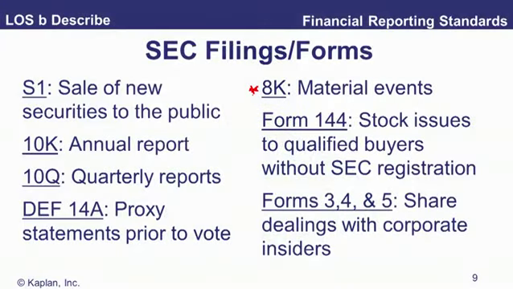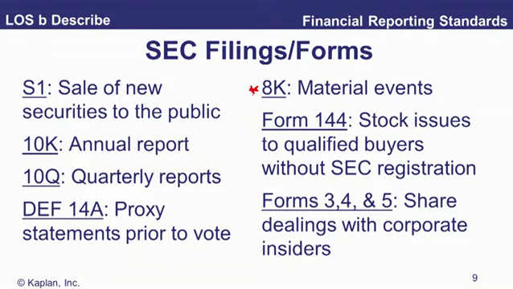It could be a new acquisition target. It could be a removal of certain directors, appointment of new directors, removal of audit firms, etc. Anything really significant has to be detailed in that 8K. Form 144, stock issues to qualified buyers without SEC registration. Yeah, I don't really think I have much of an interest in that.